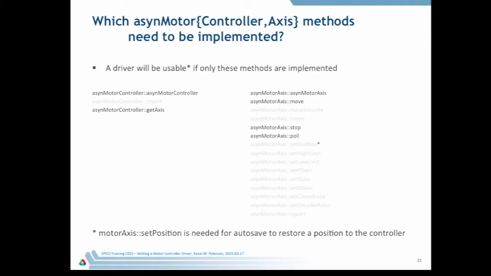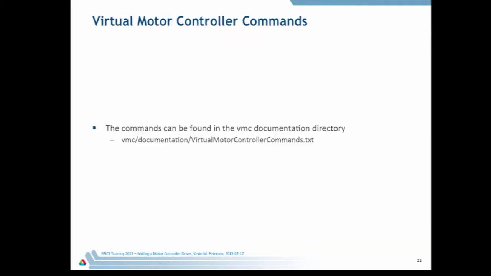The report functions, the report methods are convenient, especially when debugging or when trying to figure out, is this motor configured properly? But strictly, they're not necessary. The base classes that print out very little information will get the job done. I can't show you the commands without breaking the display, so we will do the demo at the end.